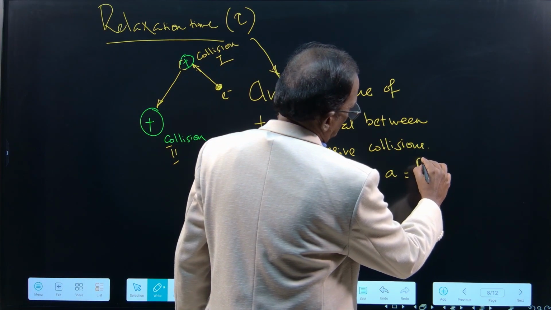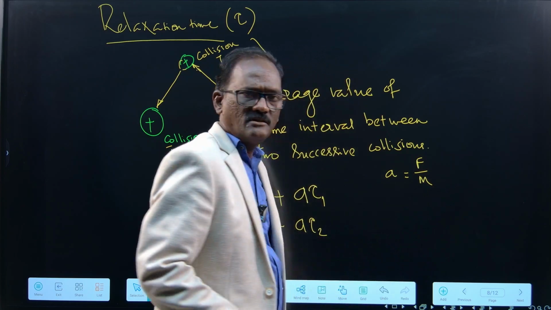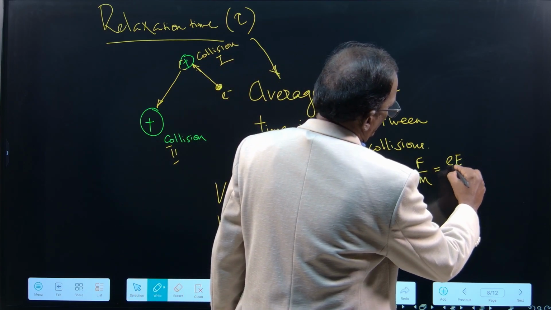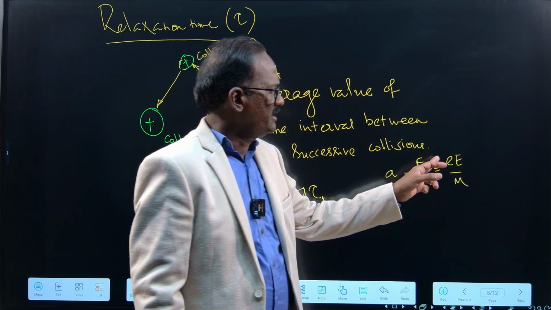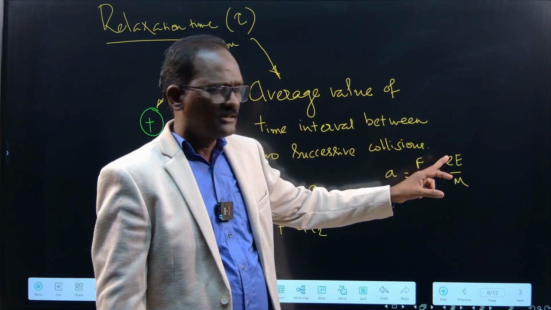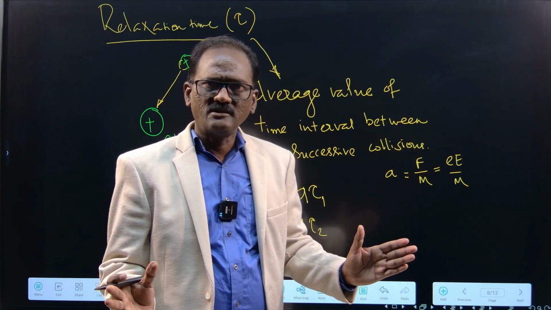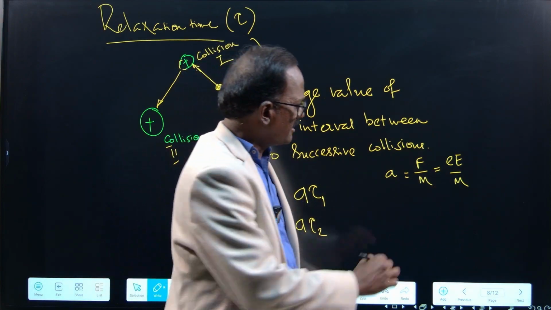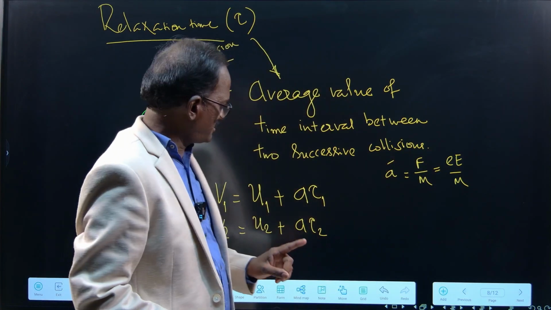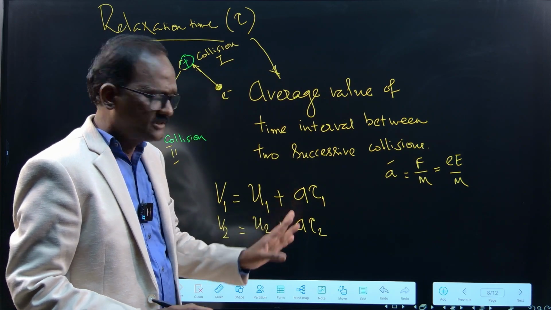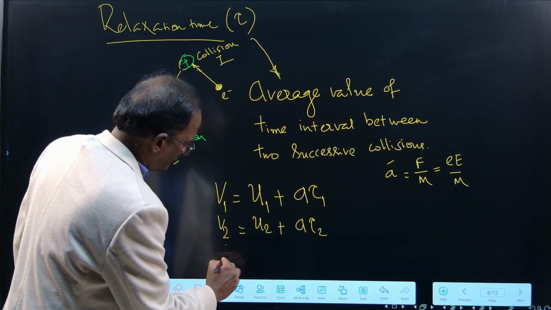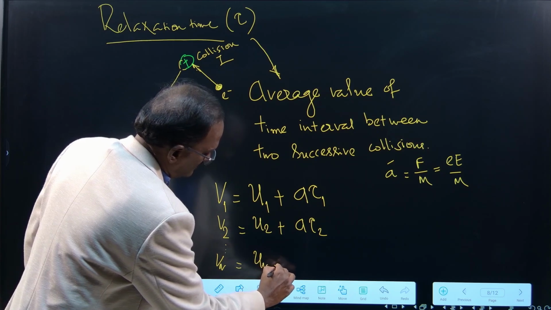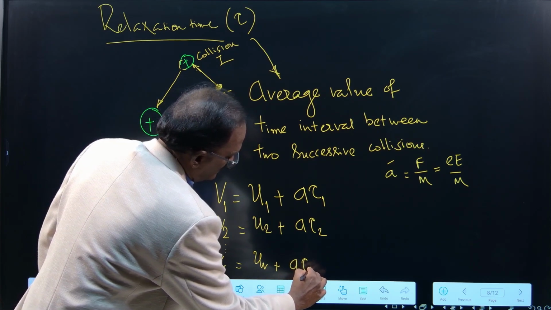A is equal to force by mass. Force is equal to E by M. Charge on electron constant, applied field constant, the battery value we have not changed. So M, mass of electron, constant, all are constant, so A must be constant. Don't write A1, A2, A3. So up to Vn, Un plus A into tau n.